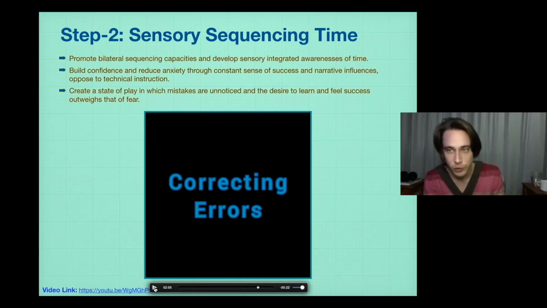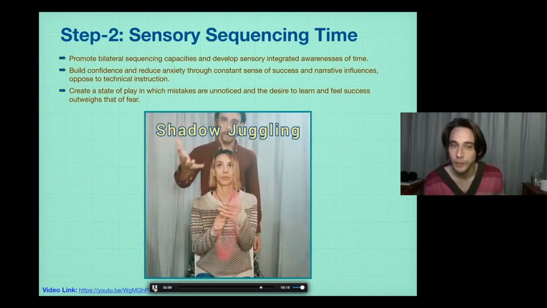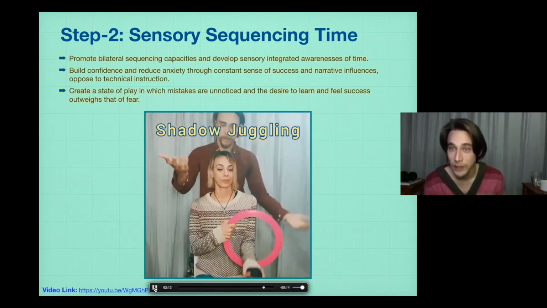We don't want to give solutions. We don't want to give instructions. We want to give opportunities. So the best way to do that, anytime someone's having trouble with this activity, it's because they don't have enough time to process. So you have to give them time to process first because they need to experience the sequence.